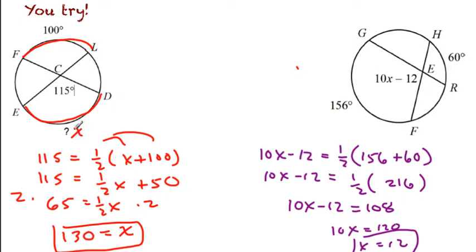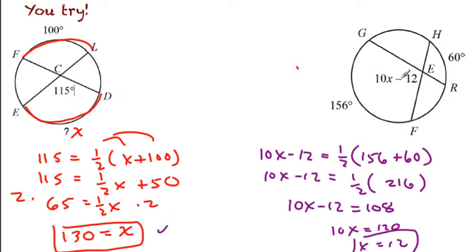In the first one, let's set it up. 115 equals 1/2 of 100 plus x, or x plus 100. I then distribute and you get 50 here. Subtract 50 from each side. How do you get rid of a half x? Times 2 on each side, and you get 130 for that one. So that one's pretty easy if you know your algebra.